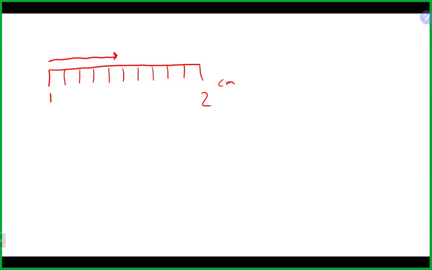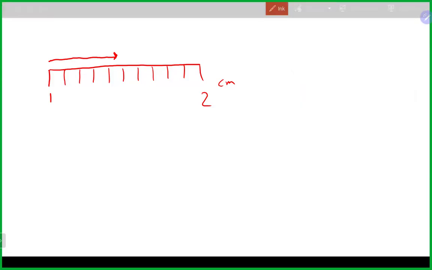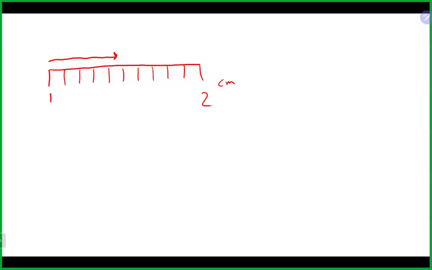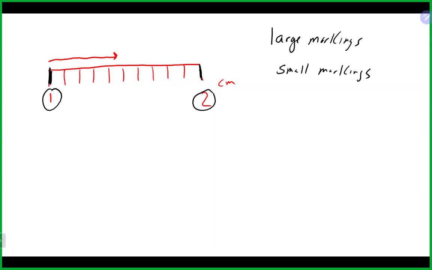There's usually two types of markings when you look at a scale on a piece of equipment. There's usually what are sometimes referred to as the large markings, and there are the small markings. Usually the larger markings on a piece of equipment such as this will have numbers associated with them. In this particular case, the difference between the two large markings that have numbers is 1 centimeter. So each of the large markings would represent 1 centimeter.